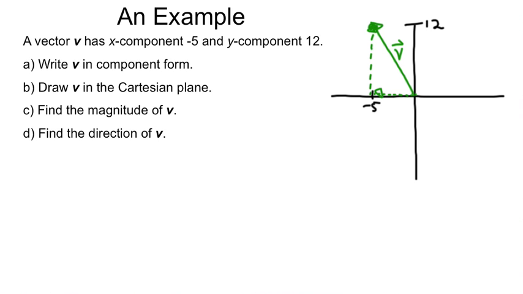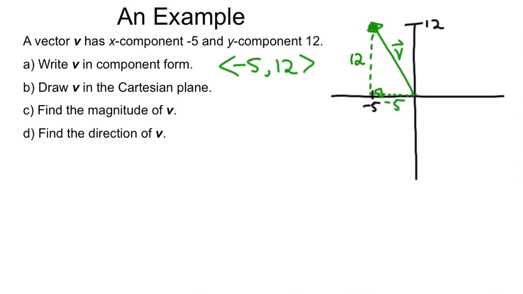All right, so I've done part B. Sorry, I have not done part A yet. Let me quickly write that. Writing it in component form would be simply writing it like that. Okay, now I have already completed part B. Next, we're going to try to find the magnitude. Well, I know that this is 5 units in the negative direction, and I know that this is 12 units.